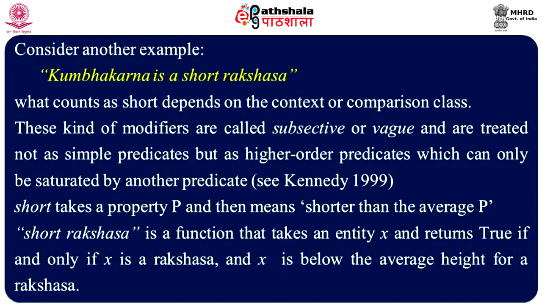So, short takes a property P and then means shorter than the average P. So, short Rakshasa is a function that takes an entity x and returns true if and only if x is a Rakshasa and x is below the average height for a Rakshasa. Relative clauses can function as modifiers just like intersective adjectives. For example, Kumbhakarna is a Rakshasa that Rama killed has the same derivation as an adjective plus noun combination, with the two predicates in this case being Rakshasa and that Rama killed.